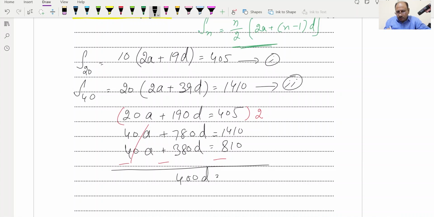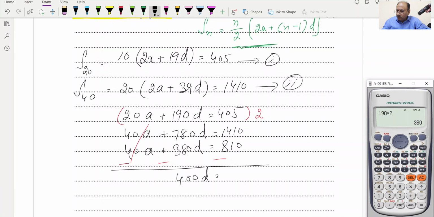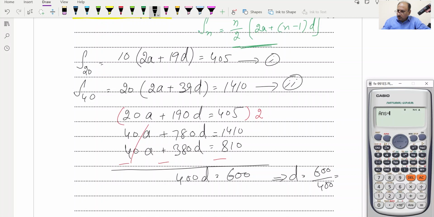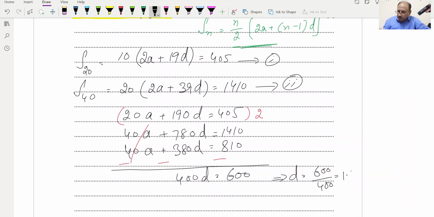D is equal to 1410 minus 810, which is 600. This implies D is equal to 600 divided by 400, which is equal to 1.5. So D is equal to 1.5. This is the D value we got.